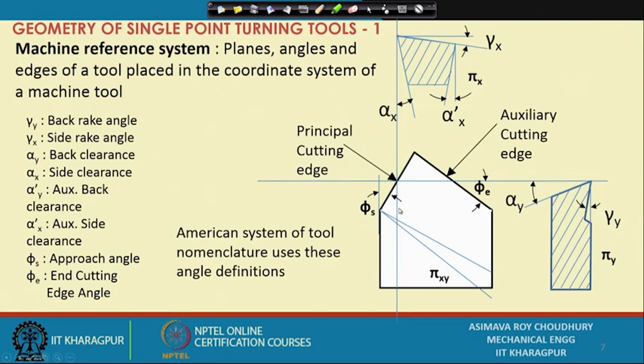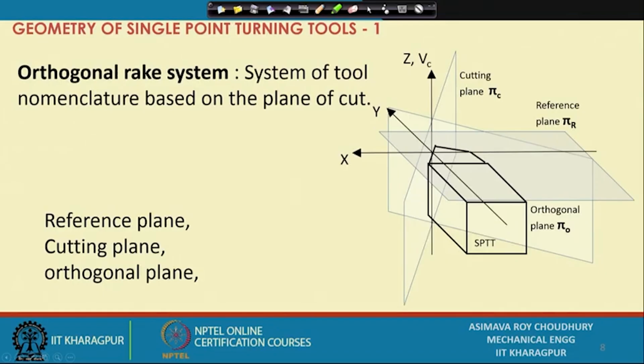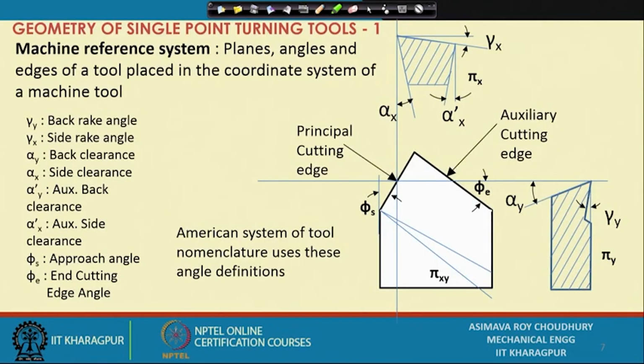That means, if the velocity vector is exactly in the z axis, the pi xy plane becomes the reference plane. Reference plane is defined as perpendicular to the velocity vector of cut. So, if the velocity vector is exactly in z axis, we will have the reference plane equal to pi xy.